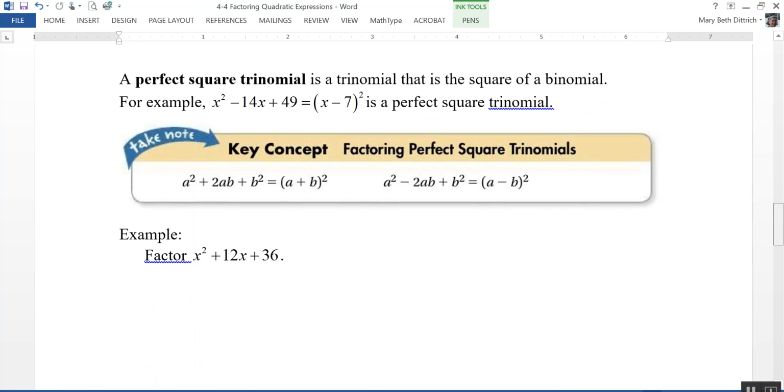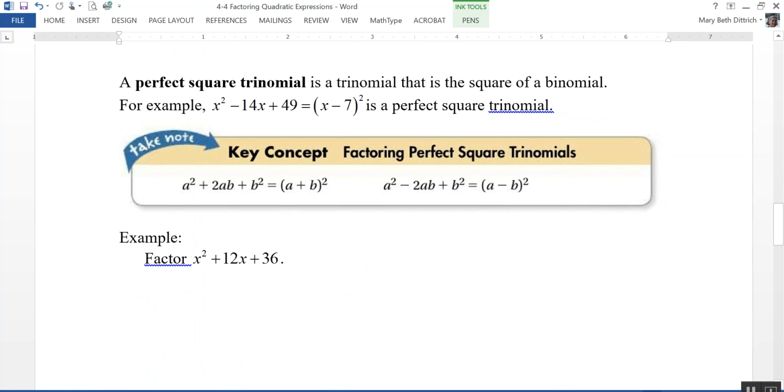A perfect square trinomial is a special type of trinomial that is the square of a binomial. So for example, the trinomial x squared minus 14x plus 49 is equal to the binomial x minus 7 squared. That makes it a perfect square because I'm taking a binomial and squaring it. The trinomial that I get is called a perfect square trinomial.